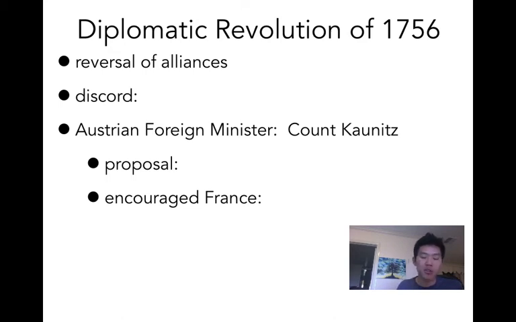Kaunitz basically encouraged French desires by saying that if you help us take down Prussia, we will give you that coveted Austrian Netherlands. We will give you Belgium. Okay, so that's something they're into. And what they wanted to do was to isolate Prussia with alliances. Austria's desire is to get France and Russia on your side, to single out Prussia.